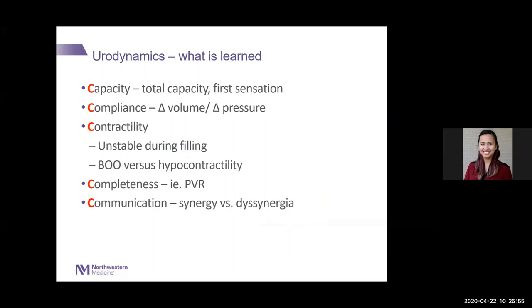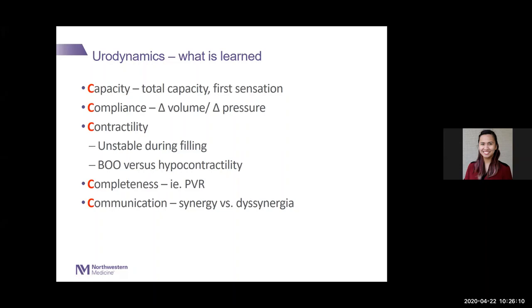And that's just a simple calculation. And that's at end fill capacity, so at capacity or before an uninhibited contraction. You don't want to measure the compliance when the bladder is having a contraction. It's going to be before that happens.